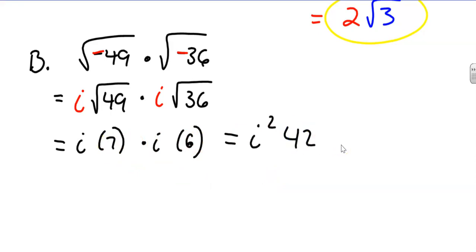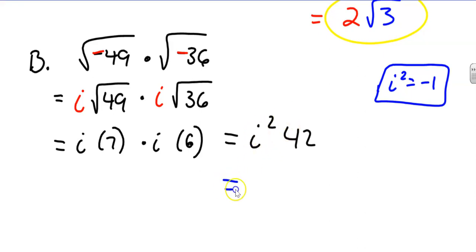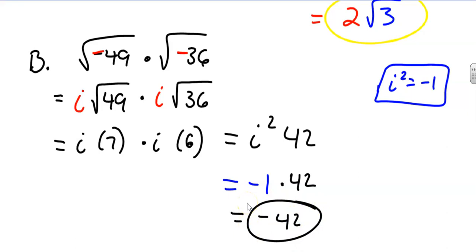Okay, now here's the one time where this is going to kind of go back to this one. Back in the beginning we said that if you had i squared, that was going to be the same thing as negative 1. If you're doing multiplication or division, really it's more multiplication because you won't get division. But if you're doing multiplication, anytime you get i squared, you have to take this out and replace it with a negative 1. So take out the i squared, replace it with negative 1. So it's negative 1 times 42. That would be a negative 42.